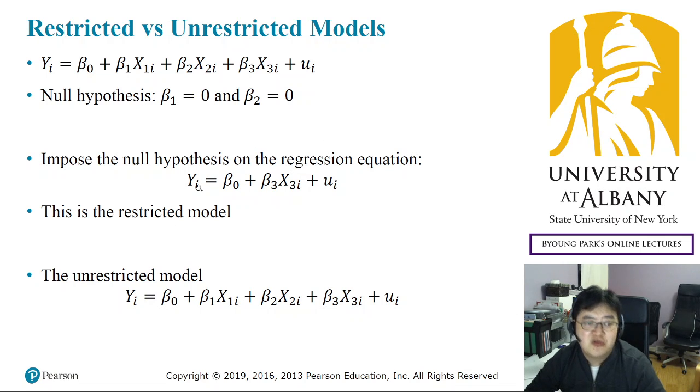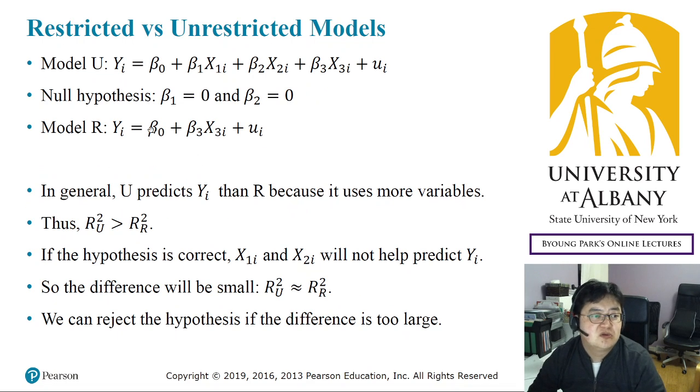We call this the restricted model, and on the other hand, the original model is called the unrestricted model. So you know what they mean. So for the unrestricted model and the restricted model, we are going to estimate both regression models, and we'll compare how they differ. And based on the comparison of those models, we may conduct the joint hypothesis testing. So I'm going to just call this model U, model R, so unrestricted and restricted.